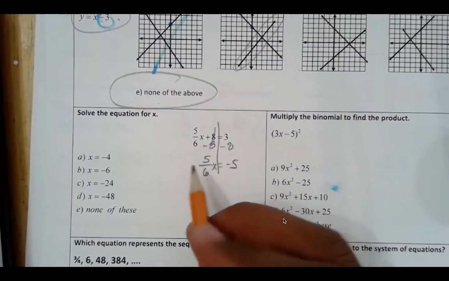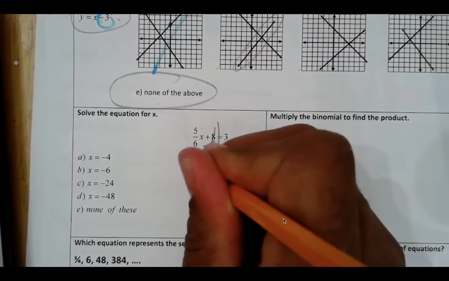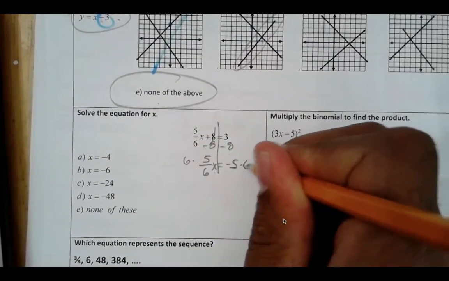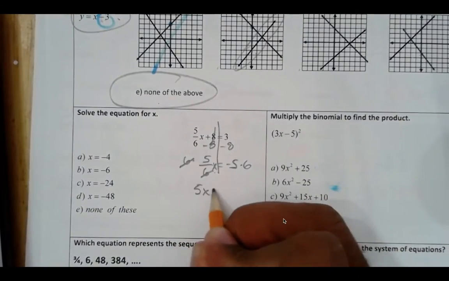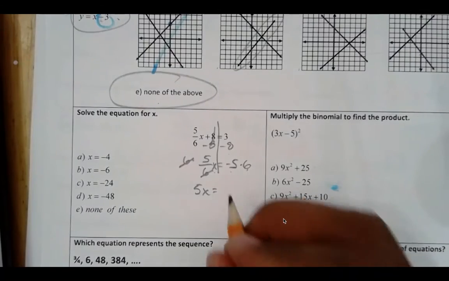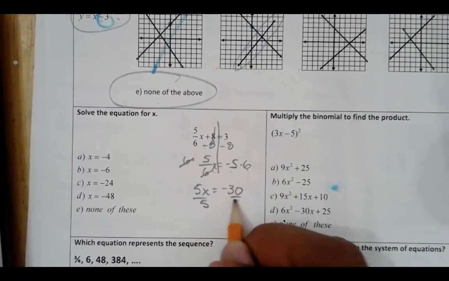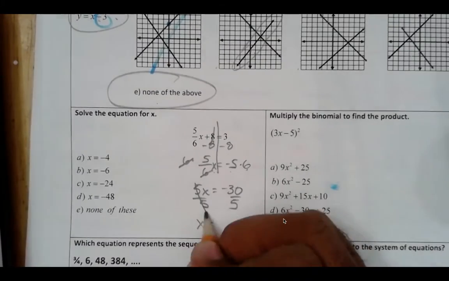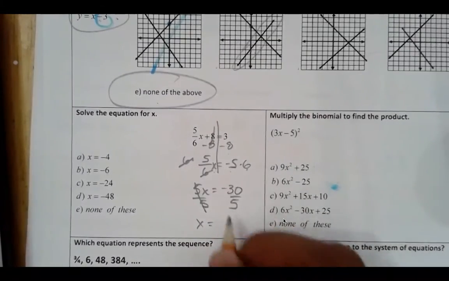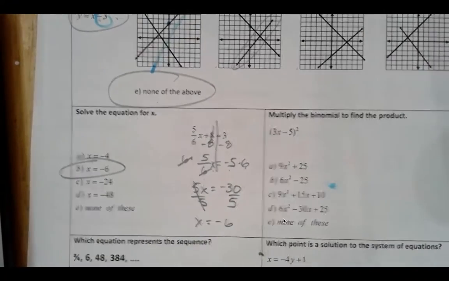And now here's what we're going to do. We're just going to get rid of the fraction. To get rid of the fraction, I multiply by 6 on both sides. So that cancels that 6 out, and I have 5x equals negative 5 times 6, which is negative 30. And then the last step is just to divide by 3. Sorry, divide by 5, not 3. That becomes 1, and then negative 30 over 5 is negative 6. And so x equals negative 6 is our answer.